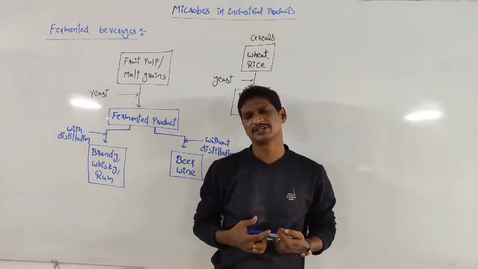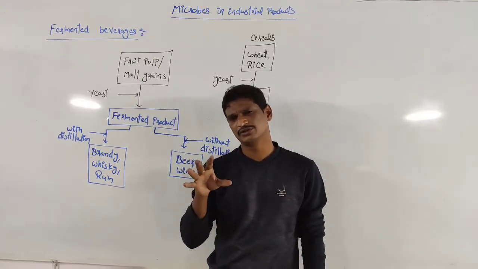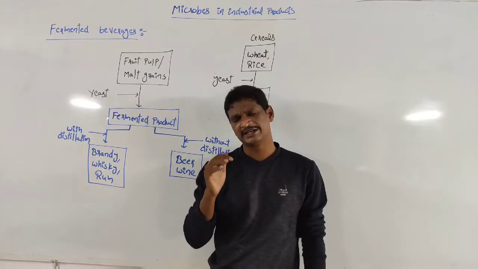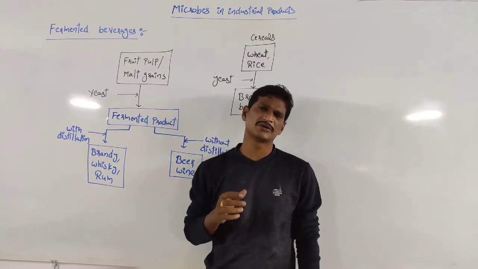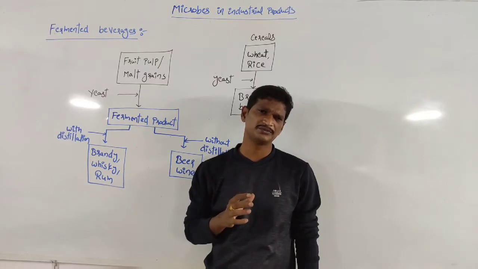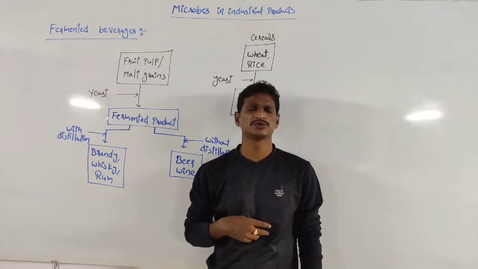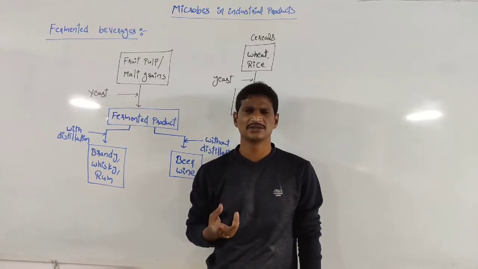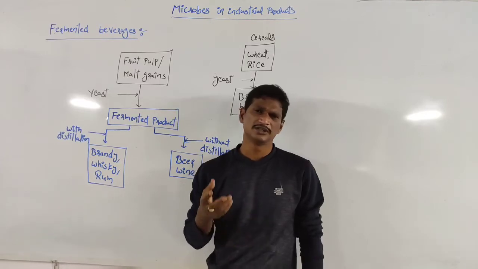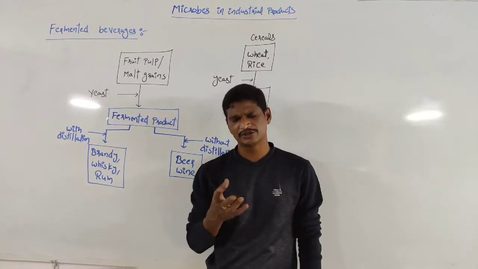What I'm trying to say here is that some of the microbes are used at the industrial level, and some of the microbes produce products. These products we also use in our daily life. For example, antibiotics. We are using antibiotics, right? That is one of the miracles for humans.